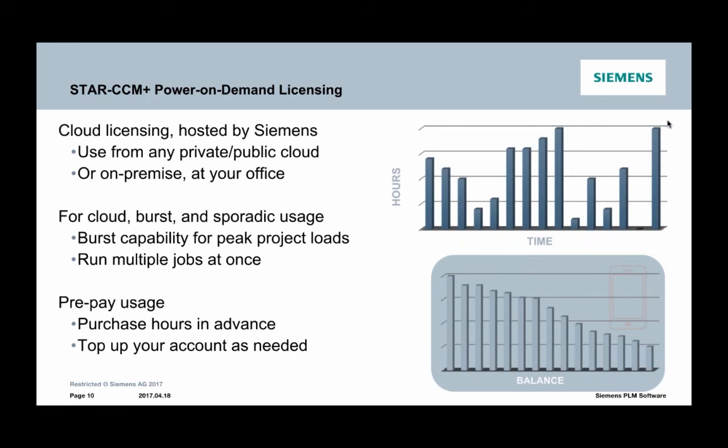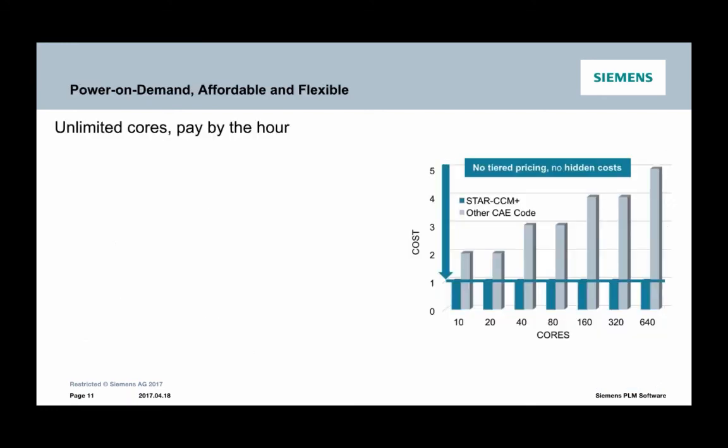And of course, with Power on Demand, you can also run multiple jobs at once. And this works really just, if you go back one slide there, you can see this works just like a prepaid phone or a Starbucks card. The chart bottom right shows you how you purchase the hours in advance, and you can top up your account as you go. So if you want to go to the next slide now.